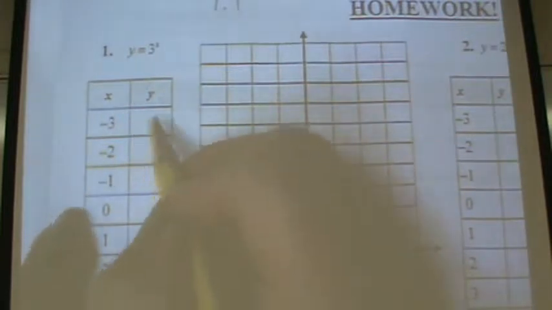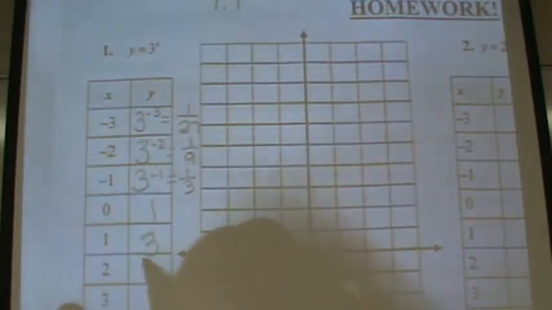If you plug these x values into this function, so if you did 3 to the negative third power, this is 1 over 27. 3 to the negative 2 power is 1/9. 3 to the negative 1 power is 1/3. Anything to the 0 power is 1. 3 to the first is 3. 3 to the second is 9. 3 to the third is 27.